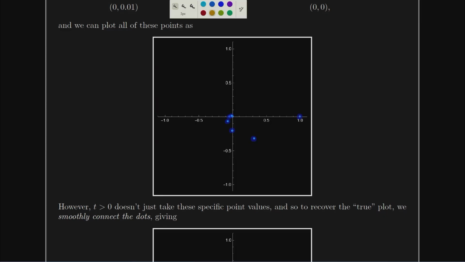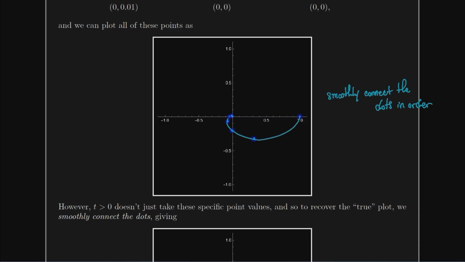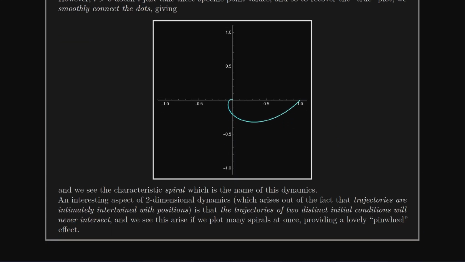What we want to do at this point, more or less, is smoothly connect the dots in order. It's important that I remember the order that I computed the points, but if I smoothly connect the dots, we do see why we're calling it a logarithmic spiral. And there I've actually provided a logarithmic spiral as well if we connect the dots.